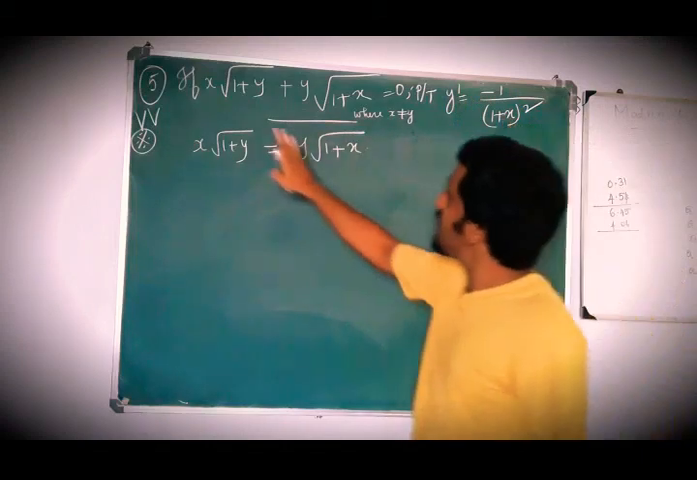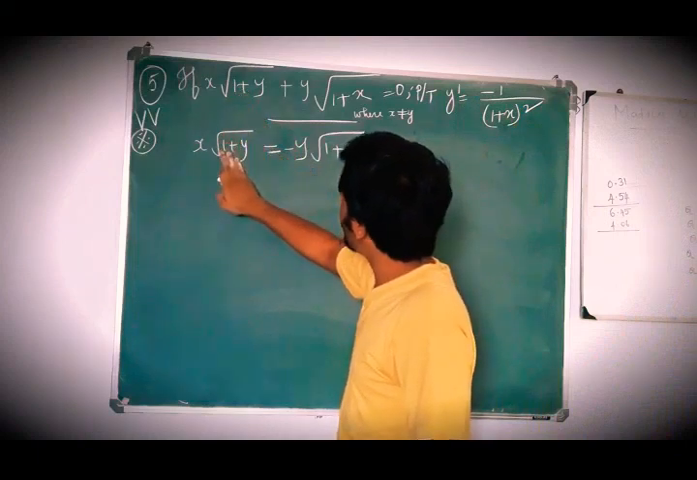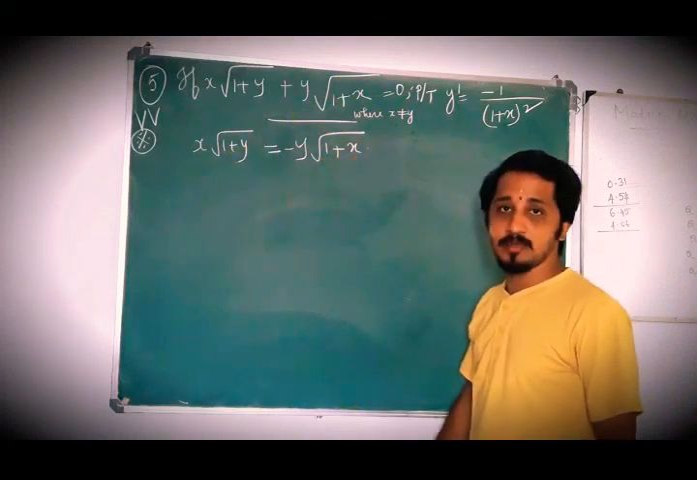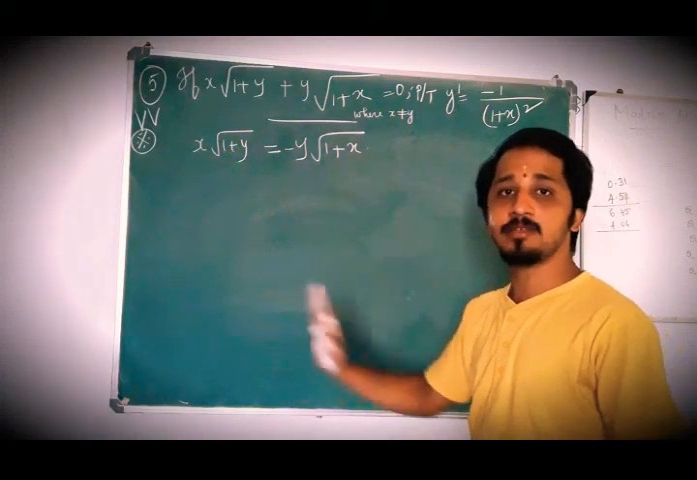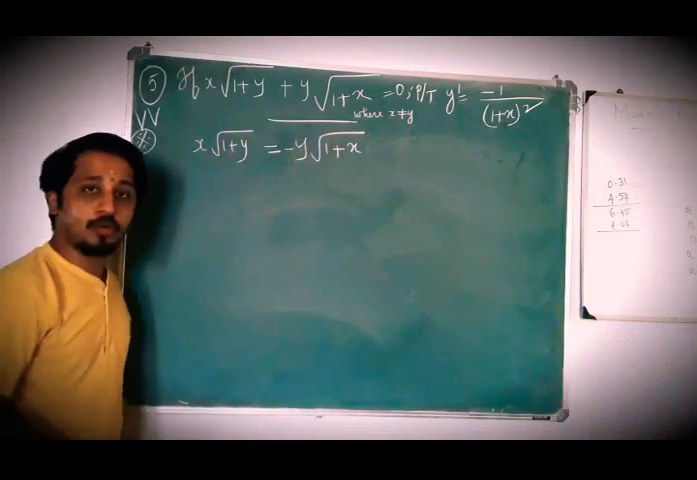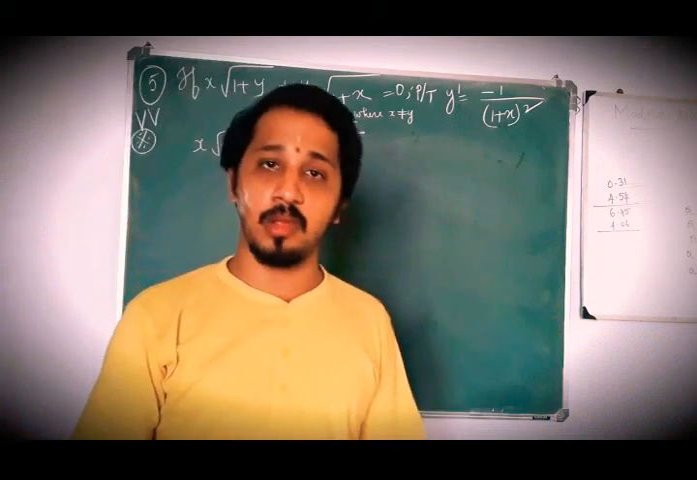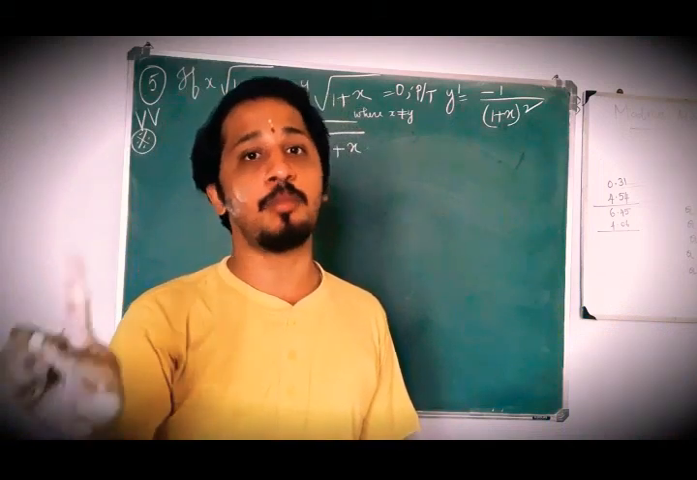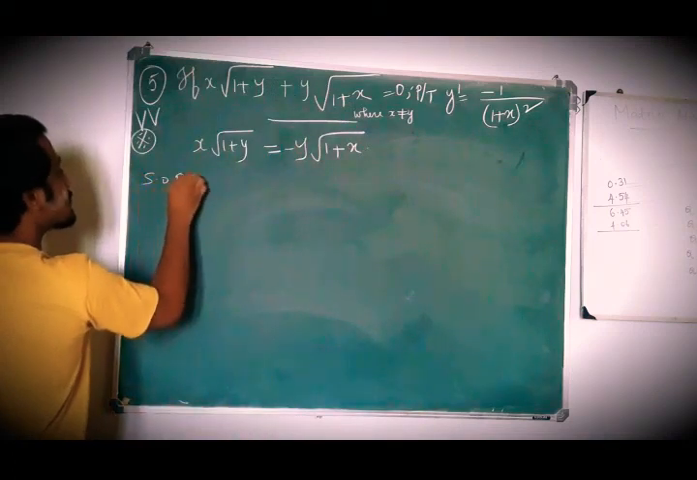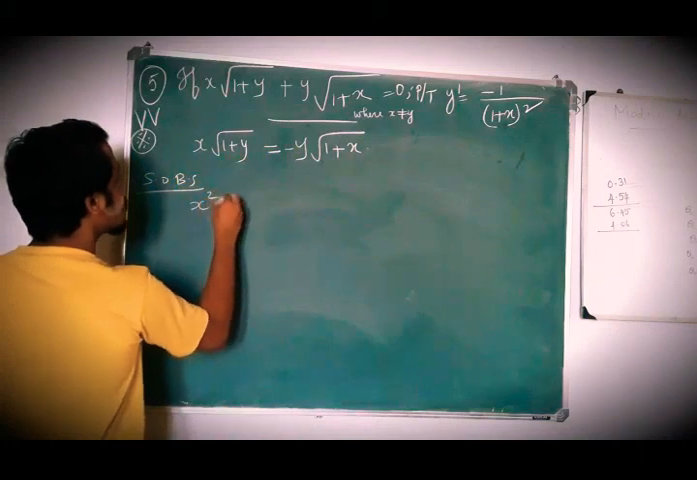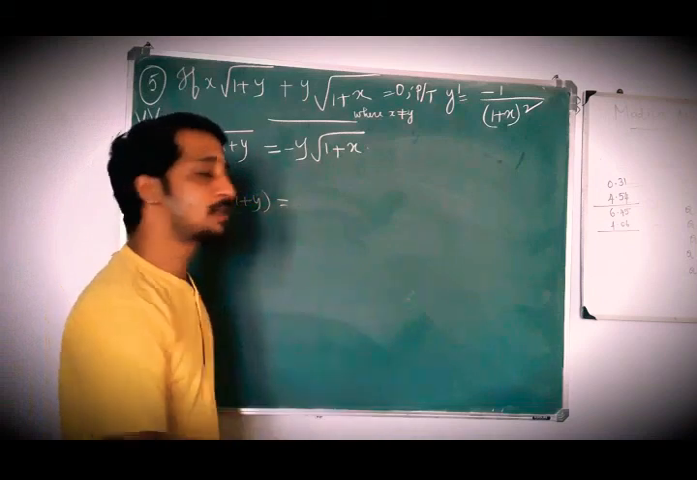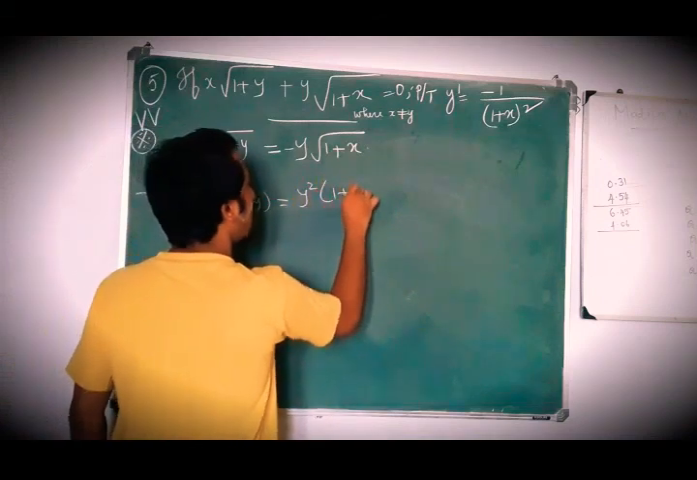Okay. So first I am going to write x into root of 1 plus y is equal to minus y into root of 1 plus x. So x terms one side, y terms another side. Now, in order to eliminate this square root, the only way is SOBS, squaring on both sides. So I am going to do that. SOBS, squaring on both sides: x square into (1 plus y) is equal to minus y the whole square, which is nothing but y square into (1 plus x).